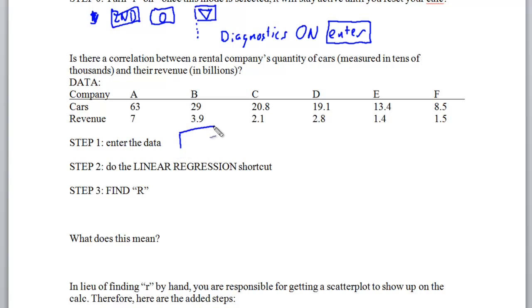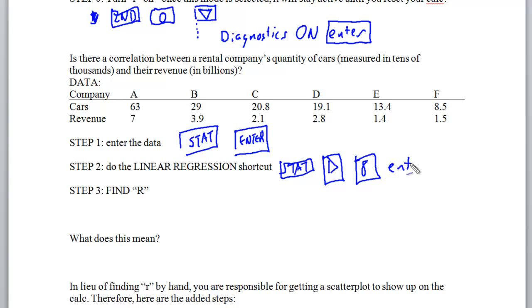To enter the data, you hit the stat key, and then you hit the enter key. Okay, stat and enter. Then do the linear regression shortcut, which is stat, right arrow, 8, and enter. Stat right 8, enter. Okay. Now we're going to find R. Now we found R on the calculator, which is 0.982, which means that this is a positive, strong relationship.